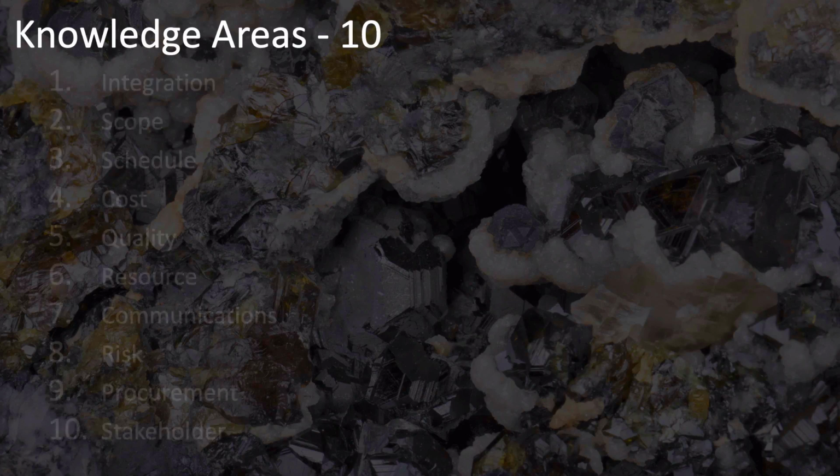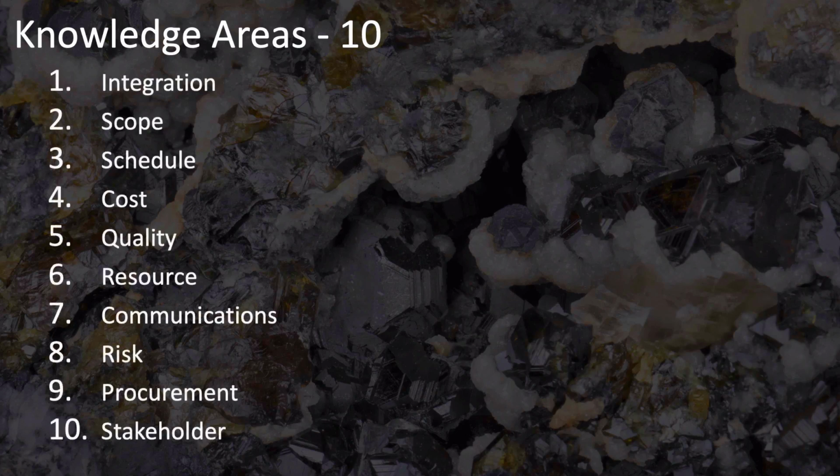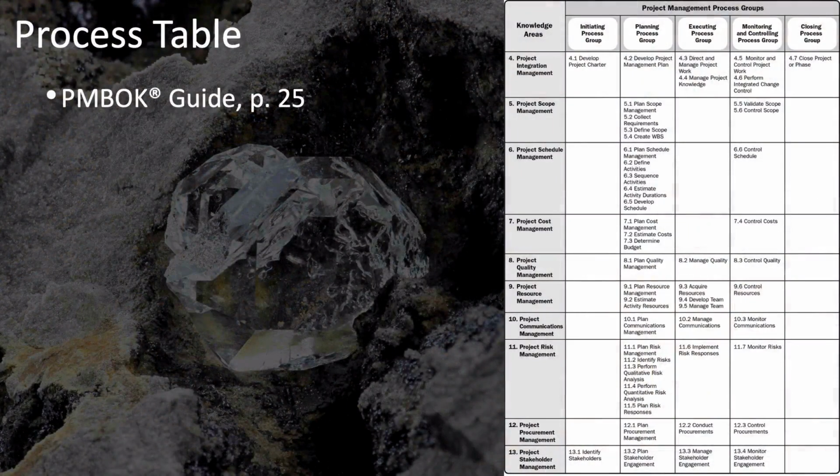And here they are. For me, it's easiest to remember them in this order: integration, scope, schedule, cost, quality, resource, communications, risk, procurement, and stakeholder, because this is the order in which they are found in the PMBOK guide. You can find all of the processes mapped out by process group and knowledge area in a table found on page 25 of the PMBOK guide.